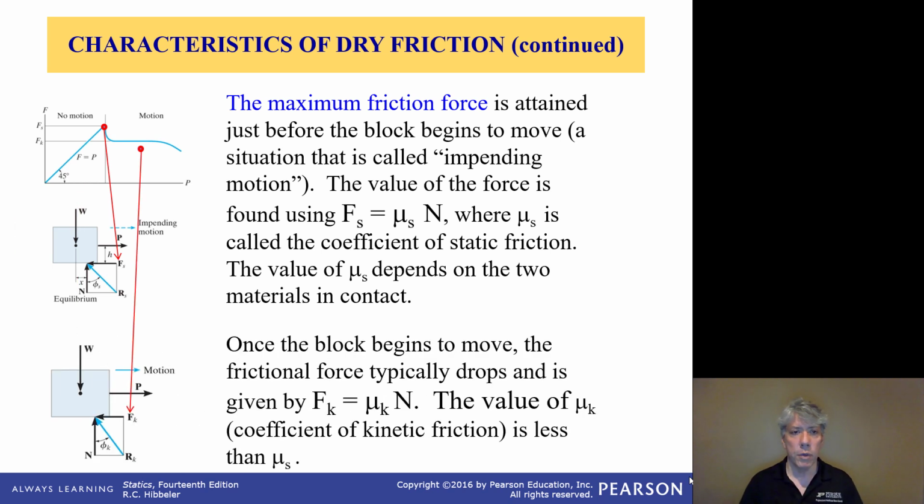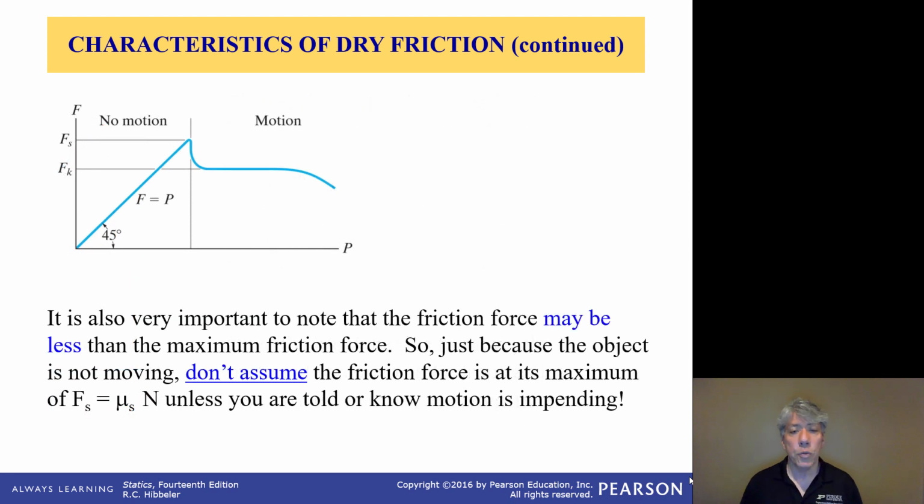Now, once the box begins moving, as I said before, the amount of frictional force drops, and now you have to use the kinetic friction coefficient, mu sub k, and it's less than mu sub s. So if you ever calculate a force in motion that's greater than the maximum static force, try one more time, because you've done something wrong, since this is true of all materials I know of. It's really important to remember that the friction force can be less than that maximum. So don't assume that the frictional force is equal to mu N unless you know that motion is impending. The key words with friction is impending motion, okay?